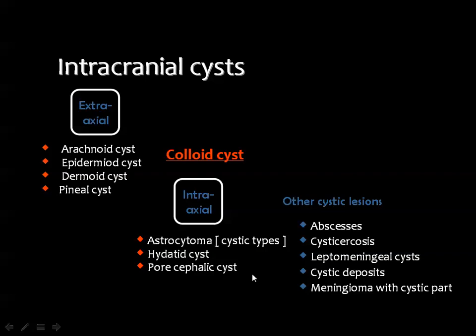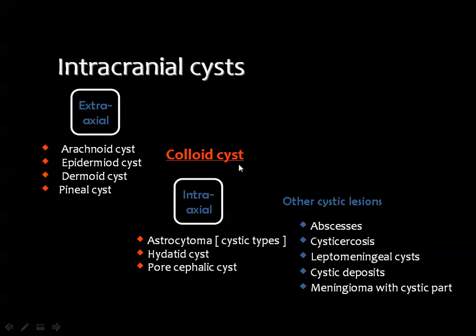As you all know, intracranial cysts are mainly divided into extraaxial cysts occurring outside the brain parenchyma and intraaxial cysts occurring inside the brain parenchyma, and other cystic lesions which are not actually true cysts, but they contain a cystic component, or they appear like cystic structures in CT or MRI images. Extraaxial cysts include the arachnoid cyst, epidermoid, dermoid, and pineal cysts. The intraaxial cysts include the cystic types of astrocytomas, the hydatid cyst, and the porencephalic cyst.